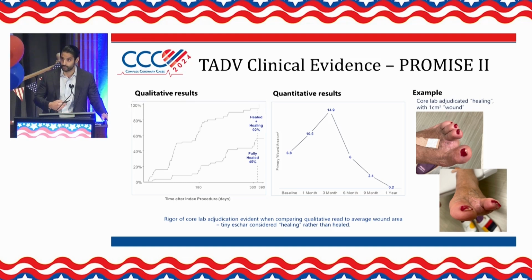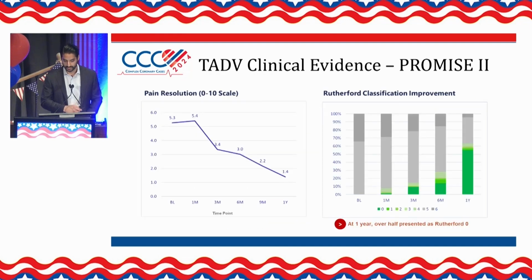Now, in terms of wound healing and completely healed, you saw that at 1 year, about 92% of the wounds were healed or healing. About half the patients had complete healing. The picture on the right is showing how they used some funny terminology to differentiate a healing wound. Basically, even if you have a small eschar, even that is counted as a healing wound. And you see eventually at 1 year that these wounds are completely healed.